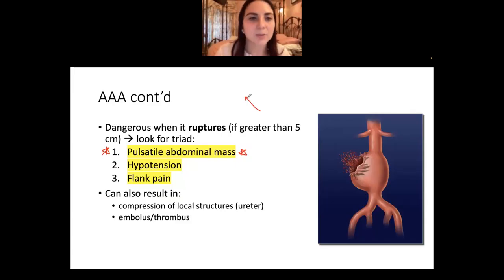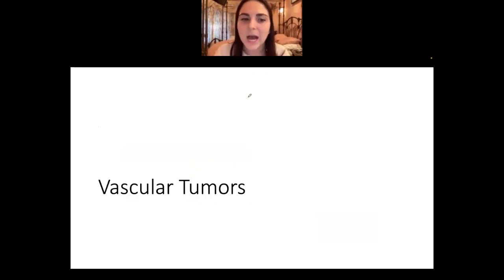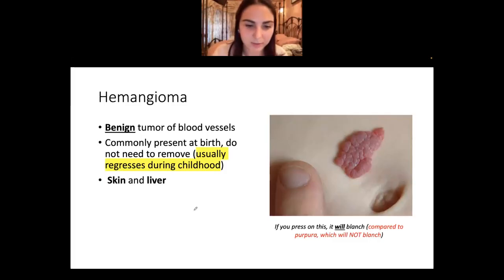And then, as we saw with the other two, you can also get compression of local structures. What's located around here is the ureter. So that's just an anatomy thing. You can also get an embolus and a thrombus, just like the other ones.